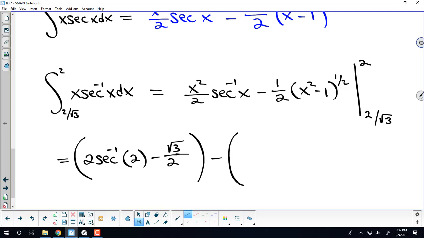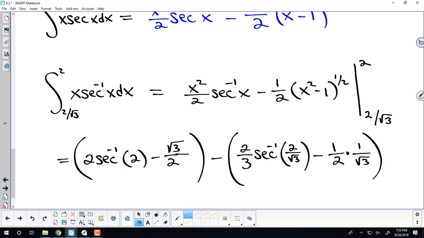That's 4 over 3 over 2. It's 2/3 inverse secant of 2 over root 3 minus 1/2. Again, we've got 4 over 3 minus 1. So minus 3 over 3, we've got the square root of 1 over 3, or 1 over root 3. So there's f of a.